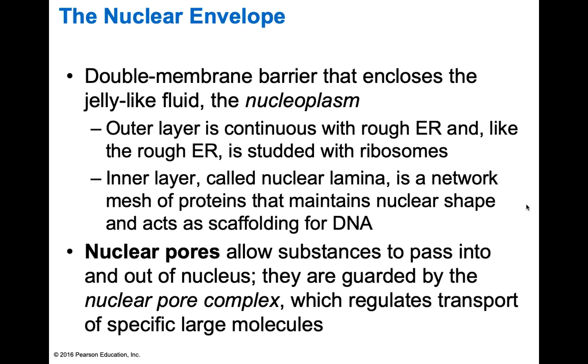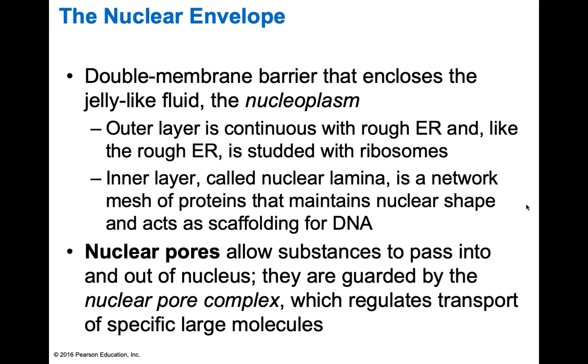So the nuclear envelope is a double membrane barrier that encloses the nucleoplasm, which is basically the center of the nucleus. The outer layer is continuous with the rough ER, like we've been talking about. The inner layer is called the nuclear lamina. It's a network of proteins that help to maintain the shape of the nucleus and acts as a scaffolding for DNA. We also have these things called nuclear pores, just like your skin has pores. The nucleus has pores to allow substances to pass in and out of the nucleus. They're guarded by the nuclear pore complexes, which help to regulate what things can come in and out.